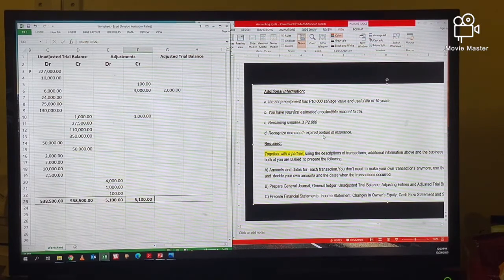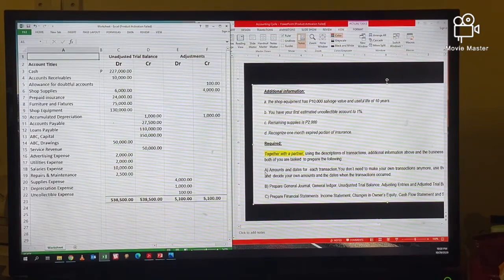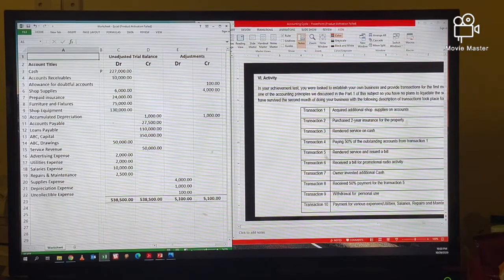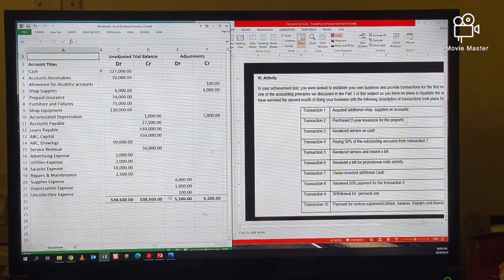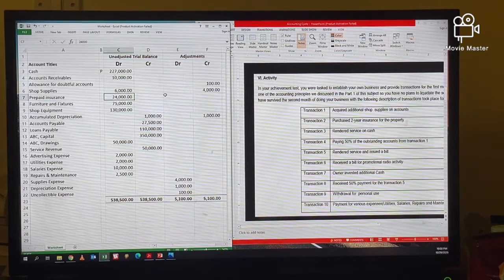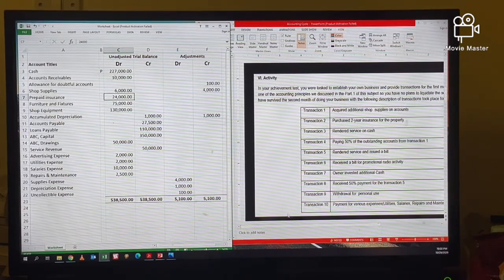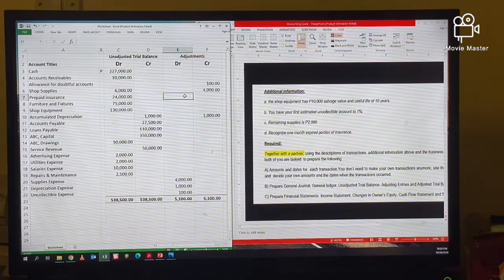Then, recognize 1 month expired portion of insurance. Okay. Kung babalikan nyo yung problem, meron kang transaction number 2, you purchased 2-year insurance for the property. Okay? So, nung nirecord natin siya, nag-debit tayo ng prepaid insurance, 24,000, credit cash of 24,000. So, 24,000 daw is for 2 years. Ngayon, magre-recognize tayo ng expired or anong yung nag-lapse. Nagamit mo na yung 1 month ng insurance.